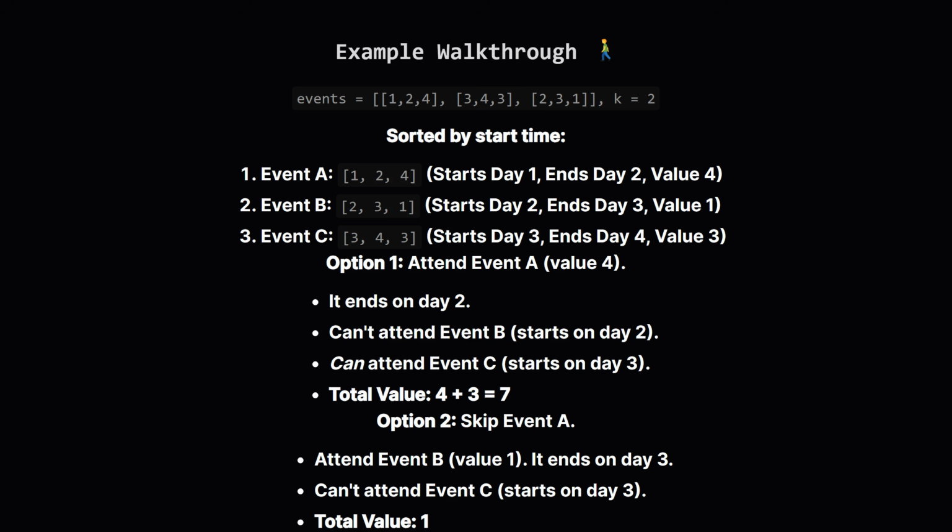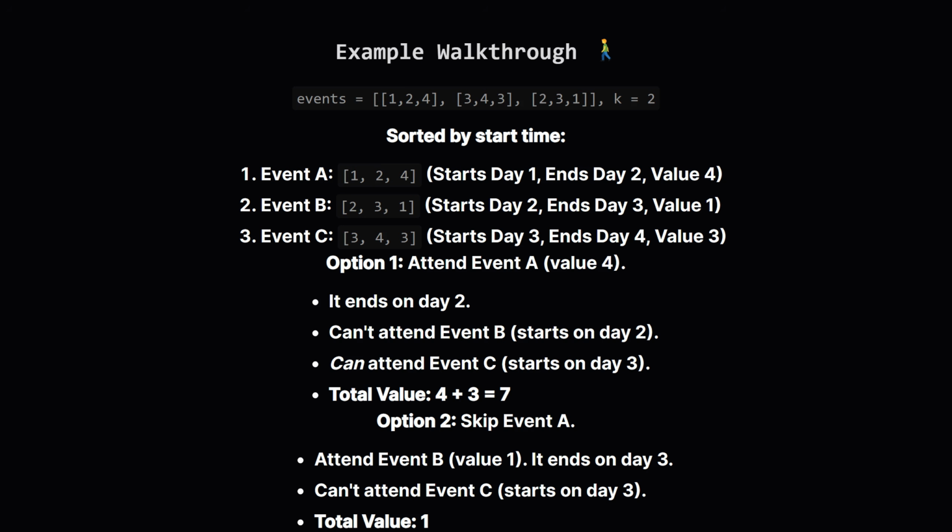Let's walk through an example. First things first, it's almost always a good idea to sort the events by their start time. It just makes things easier to reason about. Okay, so we have 3 events, and we can attend at most 2. Let's consider our first event, event A. What if we decide to attend it? We get 4 points, and it finishes at the end of day 2.